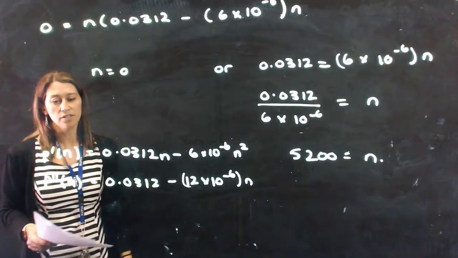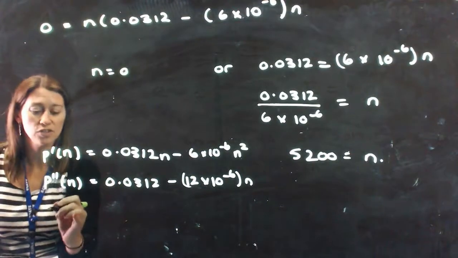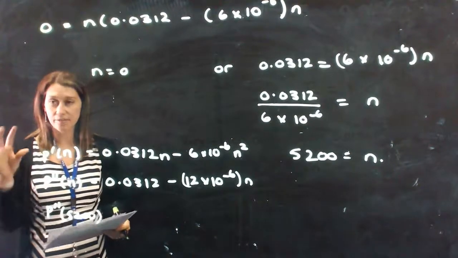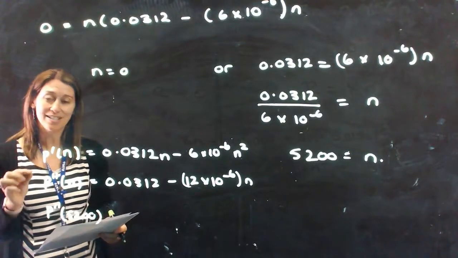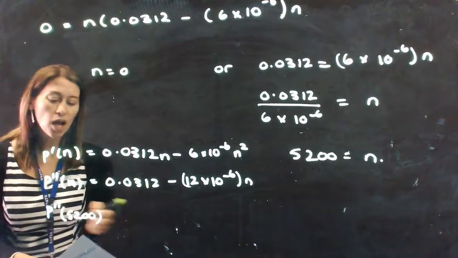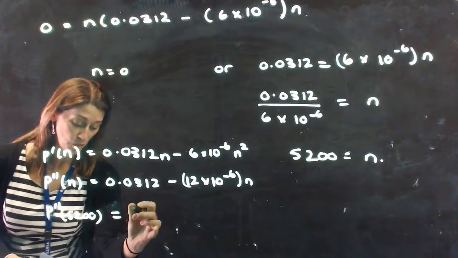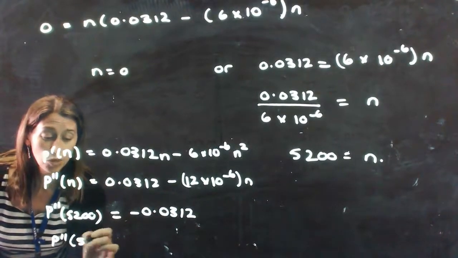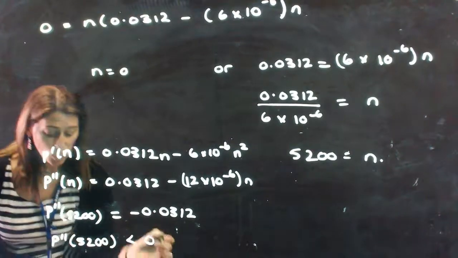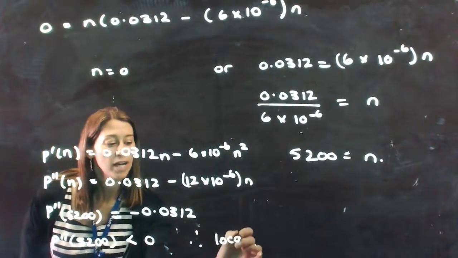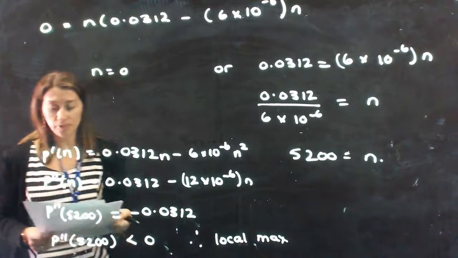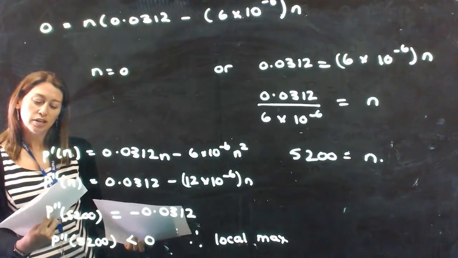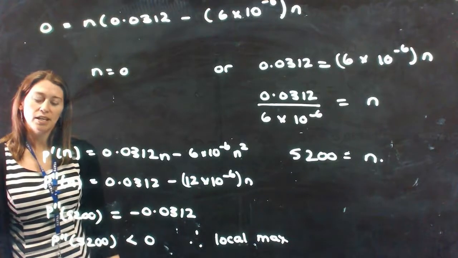Okay, now if I just work out when N is 5,200, we can work out that if our second derivative is greater than 0, then it's a local minimum. If it's less than 0, it's a local maximum. So if I work out what P double dash of 5,200 is, it becomes minus 0.0312. P double dash of this number is less than 0, so therefore we can say it's a local maximum. So to answer the question, what should the weekly production target be to maximise profits, it should be 5,200.